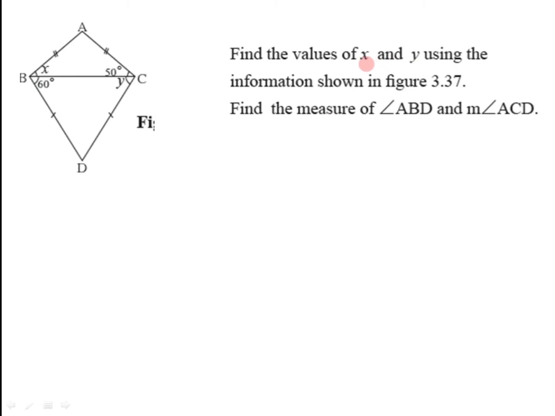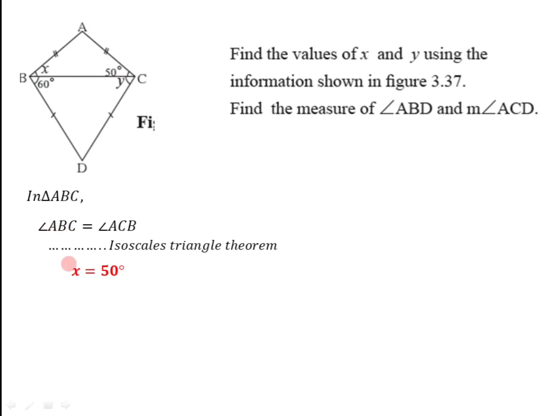First of all, let us find values of X and Y. For that one, let us consider triangle ABC. In this triangle, sides AB and AC are denoted by equal symbols. That's why these two sides are congruent. And we know that if in a triangle two sides are congruent, then angles opposite to them are also congruent. So angles opposite to side AB and side AC are angle ABC and angle ACB, and this is because of the isosceles triangle theorem. Here measure of angle ABC is denoted by letter X and measure of angle ACB is 50 degrees. So we should have measure of angle ABC, that's X, equal to 50 degrees. Measure of angle ACB is 50 degrees, that's why X is equal to 50 degrees.